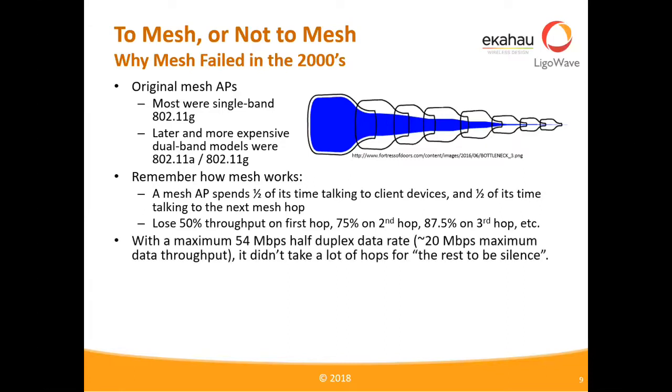So when you had a maximum of 54 megabits half duplex data rate, which would typically give you an actual data throughput of around 20 megabits per second maximum, assuming you had nice clean channels and were reasonably close by with high SNRs, quite honestly, it didn't take a lot of hops for, as Hamlet would say, the rest is silence, because your throughput would drop so low after 2, 3, 4 hops that the service became practically unusable.